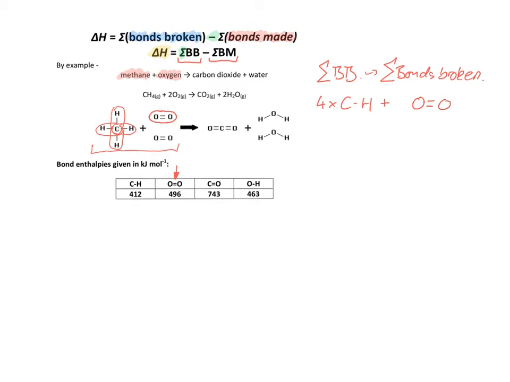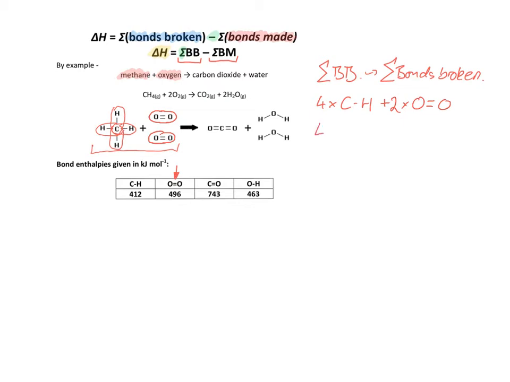But anyway, where are we at? Well, I've circled one of those oxygen-oxygen double bonds. We actually have 2 of them, so plus 2 times that. Okay, so those are the bonds that we're breaking. We're breaking 4 carbon-hydrogen bonds and 2 oxygen-oxygen double bonds. Right, so we need the values for those.